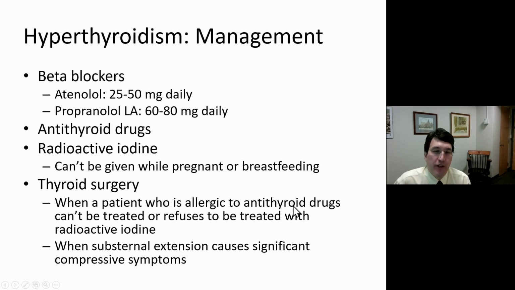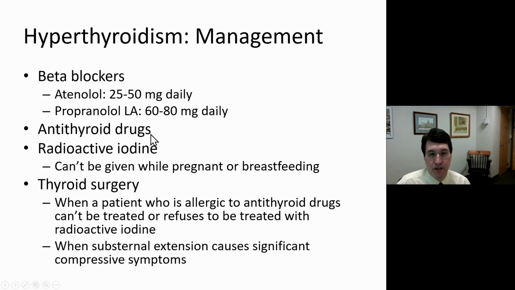Management of hyperthyroidism involves treating to try to ameliorate symptoms and then treating to try to control overactivity. We often prescribe beta blockers. They can help to reduce palpitations and tremors. Frequently we choose once daily dosed beta blockers, including atenolol at doses of 25 to 50 milligrams daily, or long-acting propranolol at doses of 60 to 80 milligrams daily.